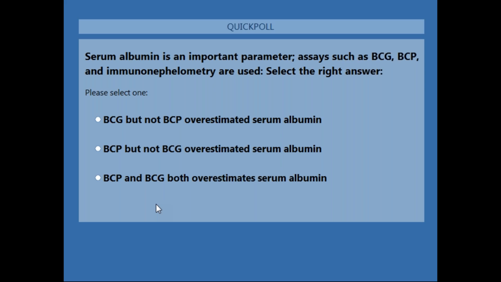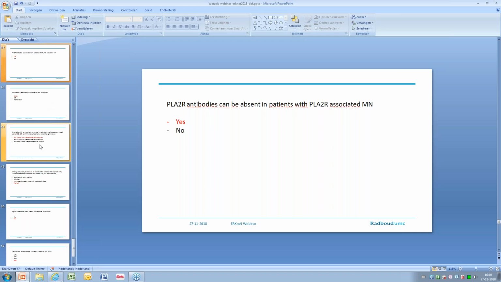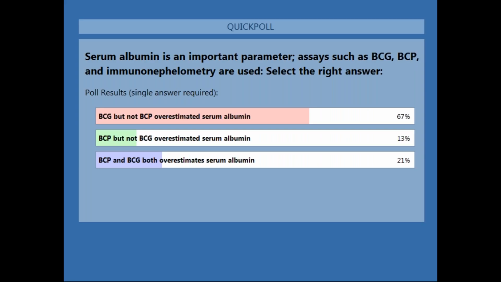Okay, please vote. I would have liked to ask the question if the participants know which assay is used in the laboratory, but my experience in our country is that almost none of the physicians actually know which assays are used by the lab. Okay, so the answers are A 67%, B 13%, and C 21%.